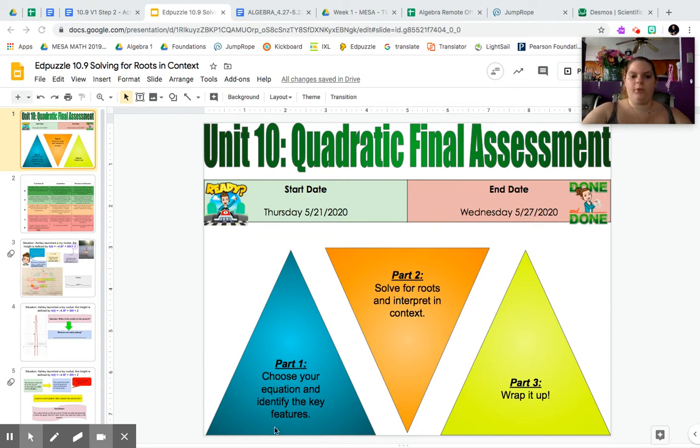Part 1, you're going to get to choose an equation and identify key features of that equation. Part 2, you're going to solve for the roots and interpret in context. We're going to talk a little bit about this today. And part 3 is going to be a wrap up.